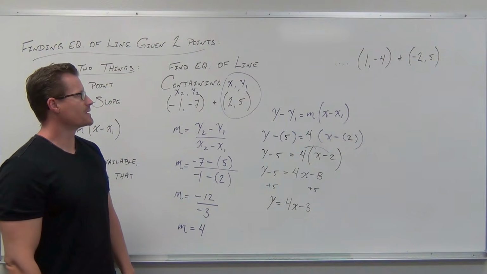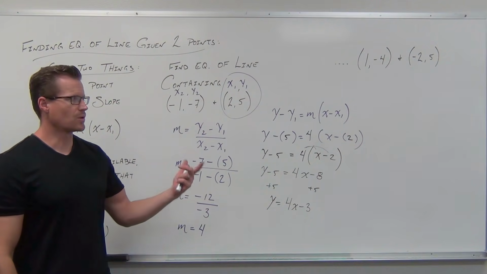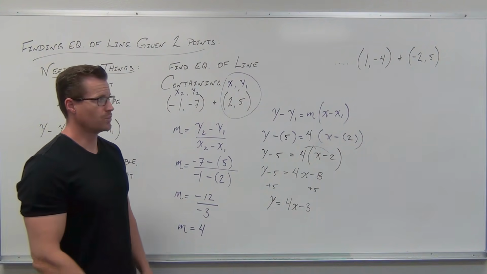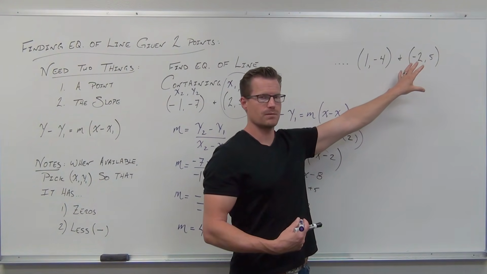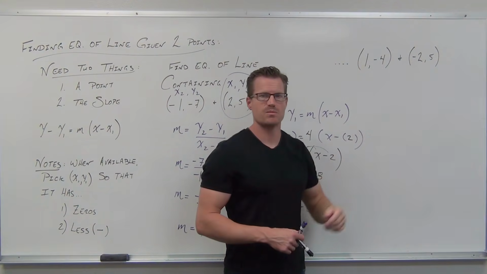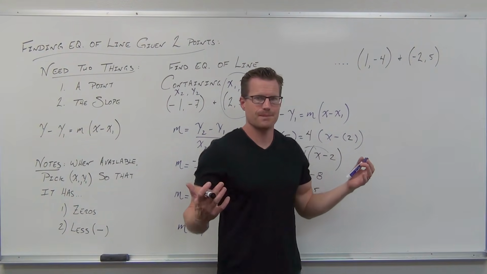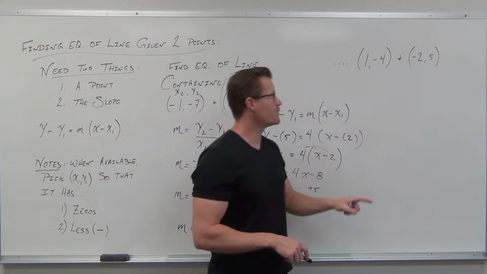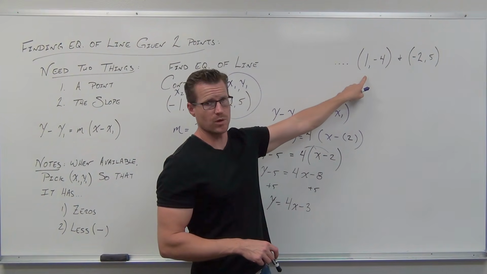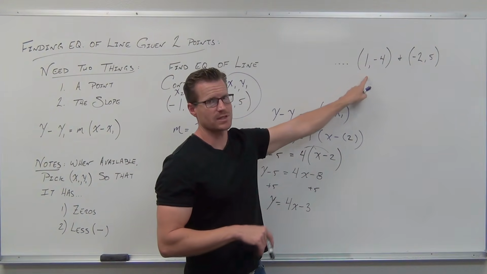The next one, same exact thing. I would encourage you to go through it on your own right now. When we started, there's no zeros in either point, so I don't get a good choice there. They both have the same number of negatives, so either way, it does not matter which point you choose for which. Why don't you try it one way? I'm going to be picking this one for x1, y1. If you want to follow along with me, that's what I'm going to be doing in about 5 seconds.